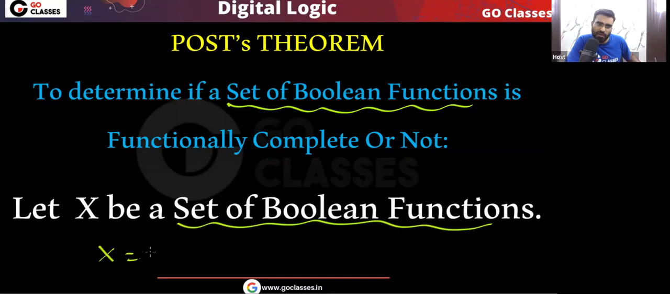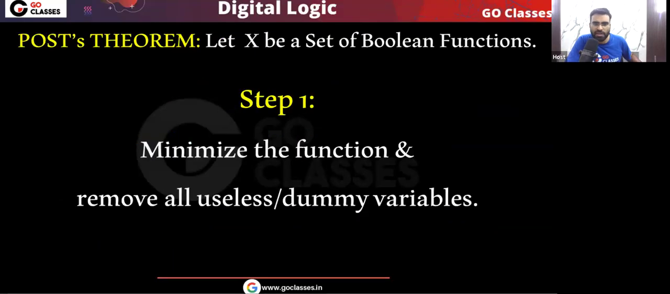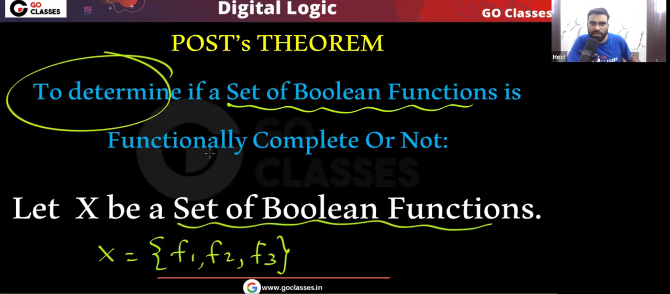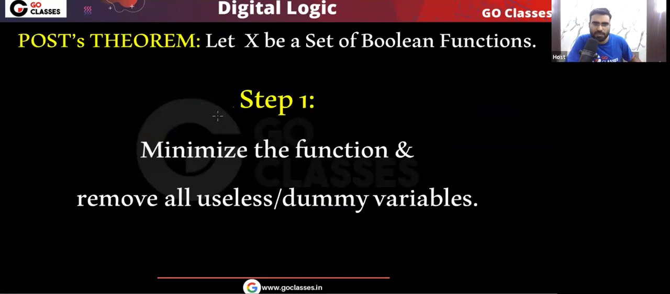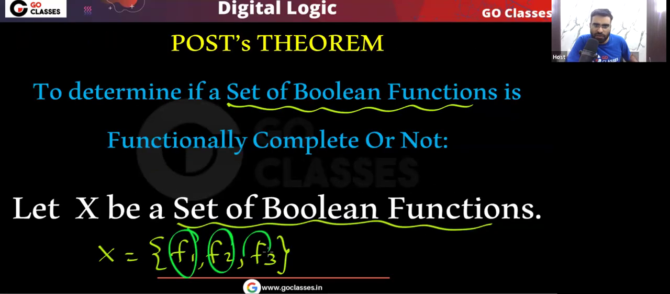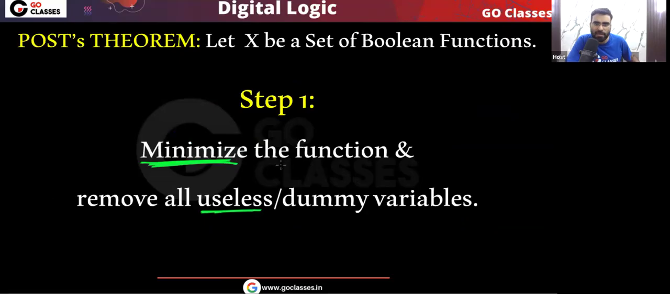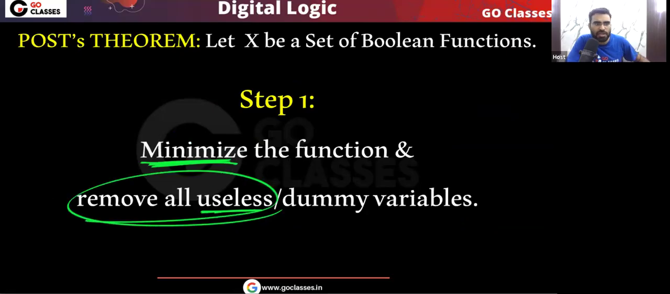Let's assume our input is a set of Boolean functions, f1, f2, f3. Like this, some set of Boolean operations are given to you. Now what do we need to do? We need to determine whether this set of Boolean functions is functionally complete or not. So these are the steps. The first step is to minimize the functions and remove all the useless variables. First you minimize these functions f1, f2, f3, and remove all the useless variables.